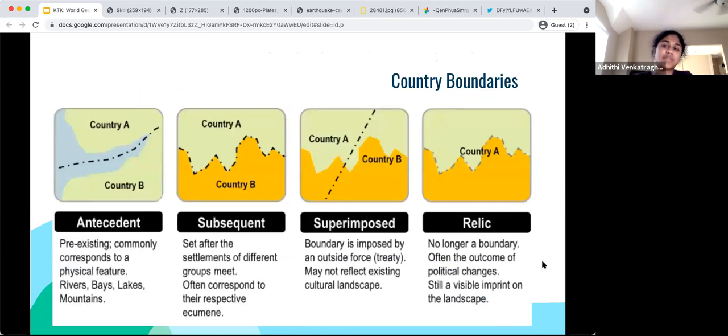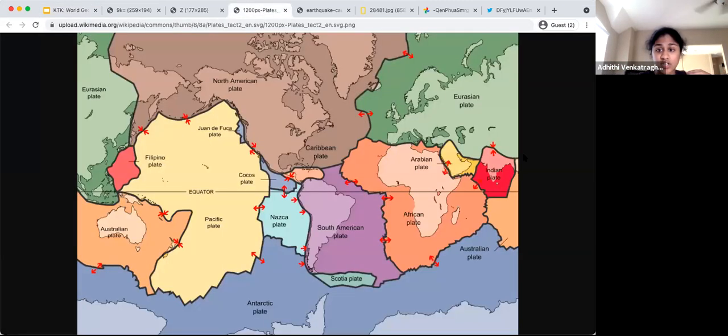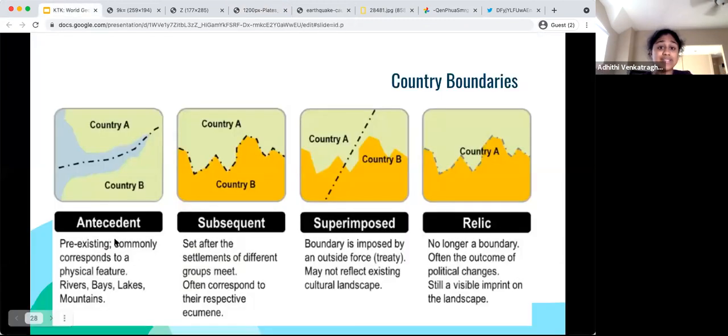So when you're talking about politics, it's also important to understand the boundaries between different countries. One type of boundary is called an antecedent, which is a pre-existing boundary that corresponds to a physical feature, like we saw way back in our map. Let me see if I can go back to our tectonic plates map right here. Right here are the Himalayan mountains between Eurasia and India, and that is a natural boundary that separates India and the rest of Eurasia. So that would be called an antecedent boundary between country A and country B.